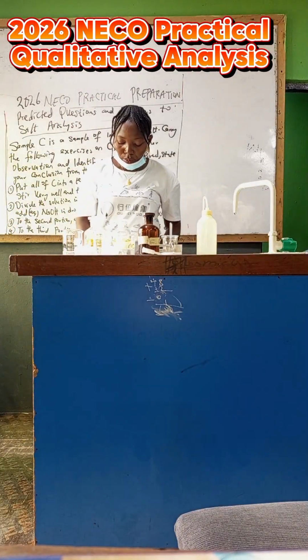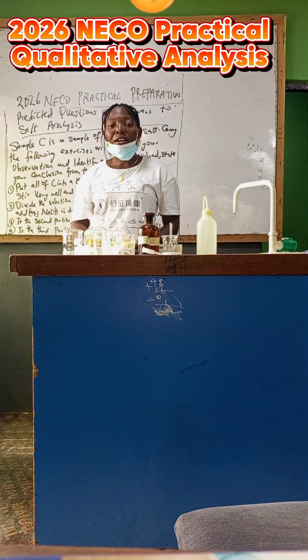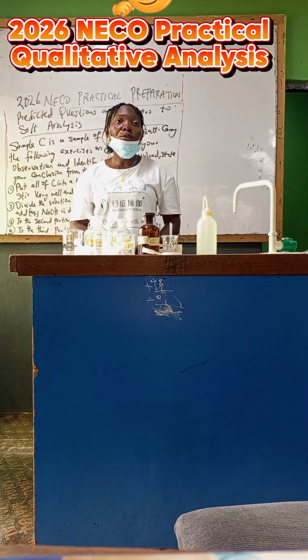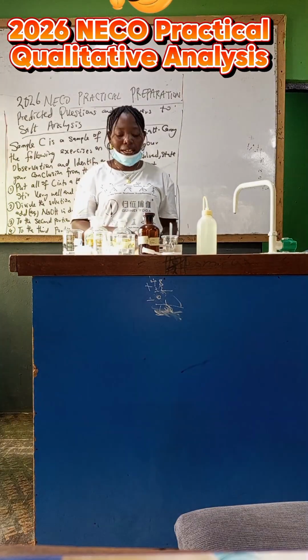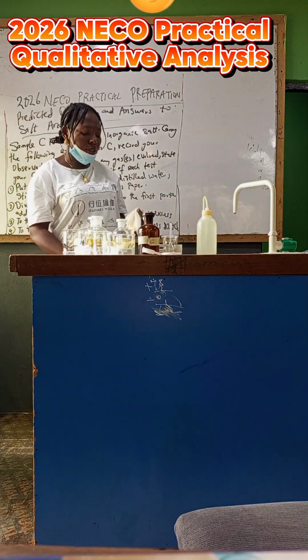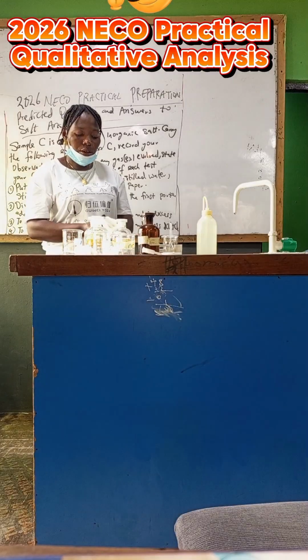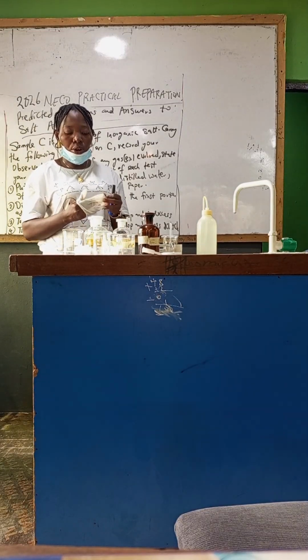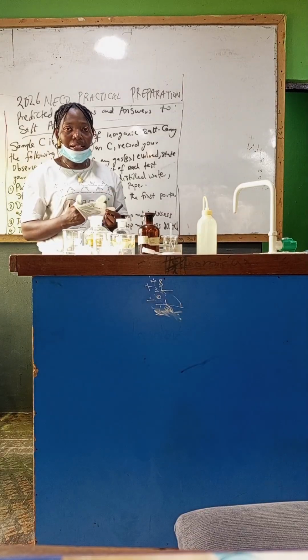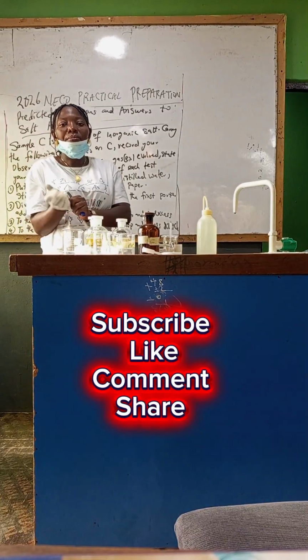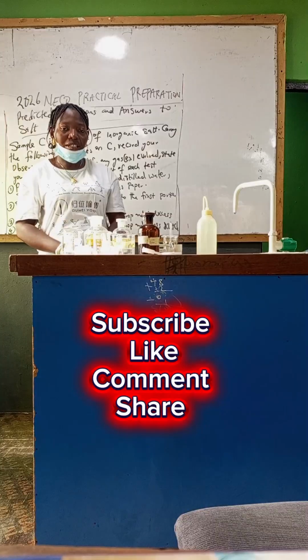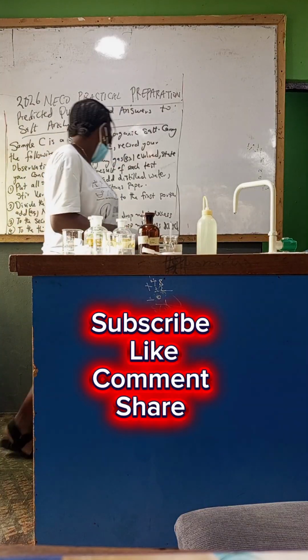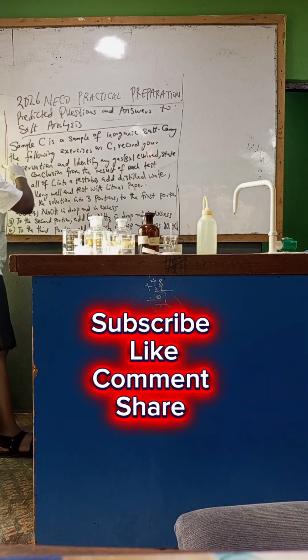Class with you. We are still preparing for our NECO Practical, which is fast approaching. So here is our SWOT analysis. The number 2 question in your practical is qualitative analysis, and we are going to test for cation and anion present in an unknown sample. So here is our predicted question.